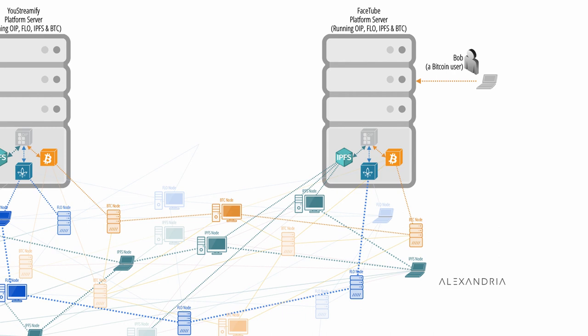Now, here's the thing to note. The way we built it is that all the transport protocols are interoperable. So file transport is interoperable. Right now we're supporting IPFS. We started with BitTorrent. We can add more file transport protocols.